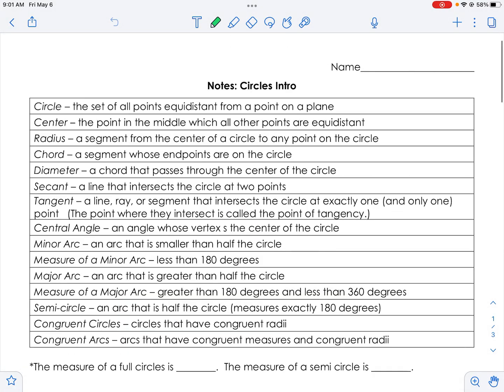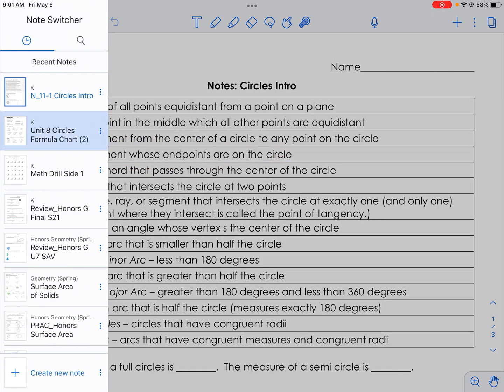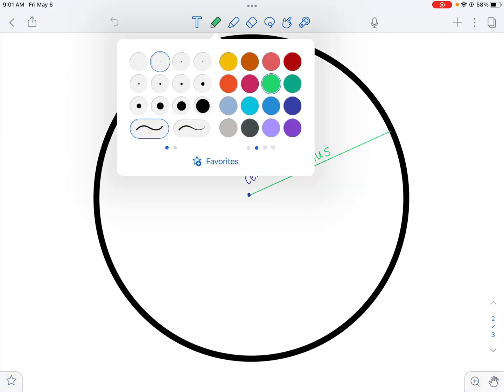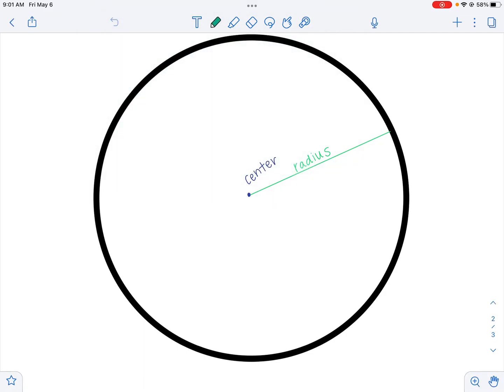Now, that next word, chord, is just a segment with endpoints on the circle. So, if I go back, a chord is just a segment, and it has endpoints on the circle. So, like I put endpoints on the circle, connect them, that's a chord. I put endpoints there, connect those, that's a chord. From there to there, that's a chord. So, I can pretty much draw that chord wherever I want to draw it. I'm going to draw it up here, and I'm just going to label it chord.